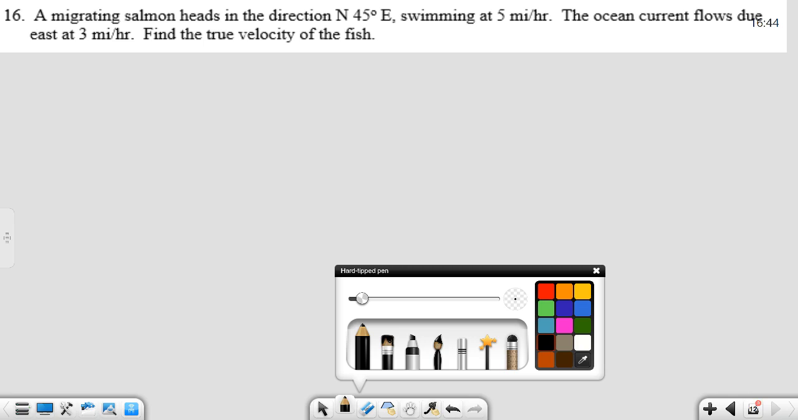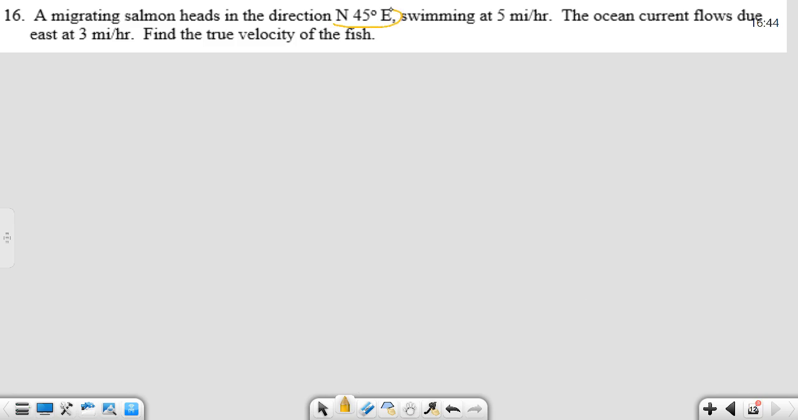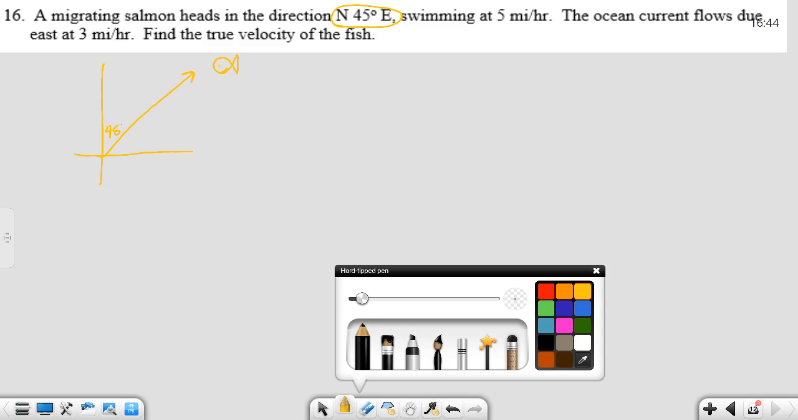Alrighty, here we go. I hope that you guys noticed and didn't cringe that we have a bearing north 45 east. The good thing about that bearing is 45 degrees is the same as 45 degrees, whether it is a bearing or a direction angle, because you land in the same place. Okay, so that is the info for my little fishy. So here's my little fish. Boom, there he goes, swimming, trying to get where he needs to go.